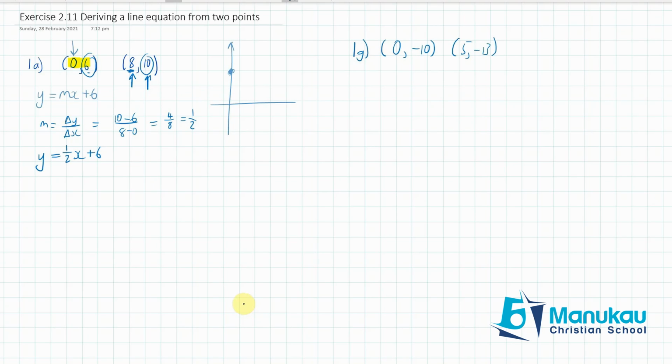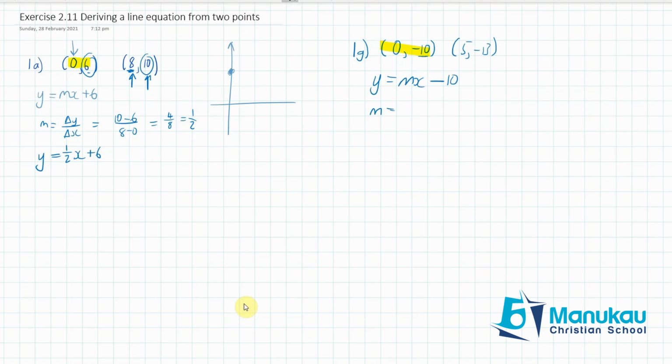Okay, now again, I hope you notice that we've been given a y-intercept. Okay, so I know that I've got y equals mx minus 10, because this is an intercept. Now I just need to find my gradient.